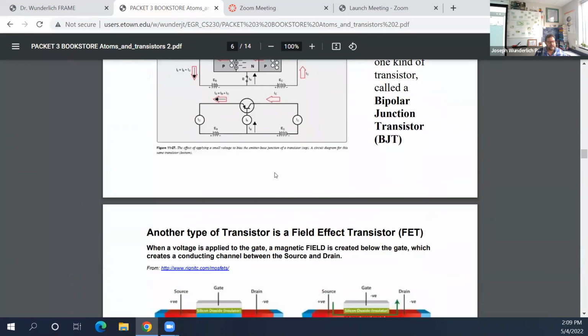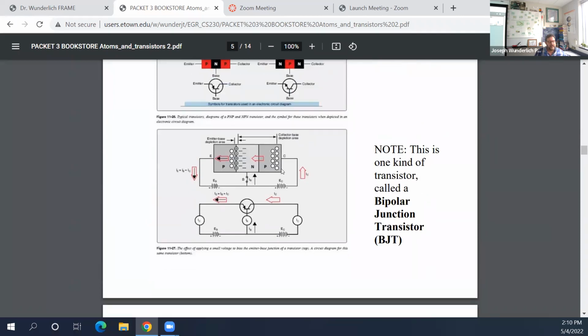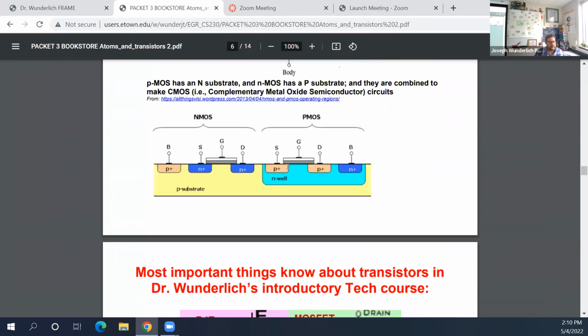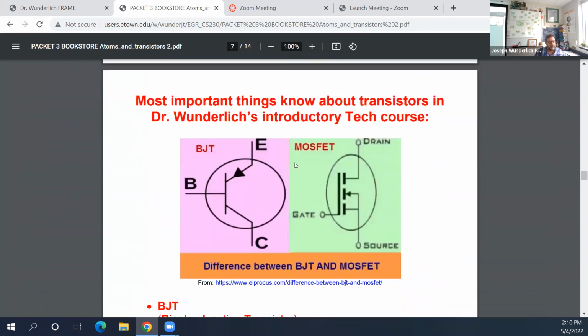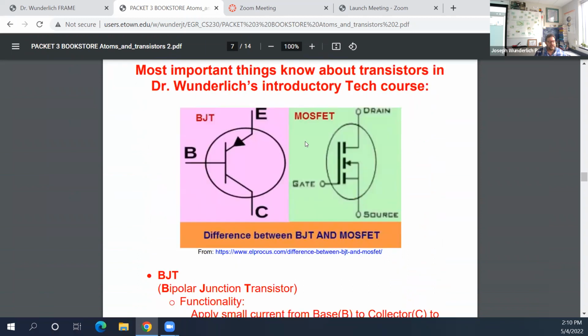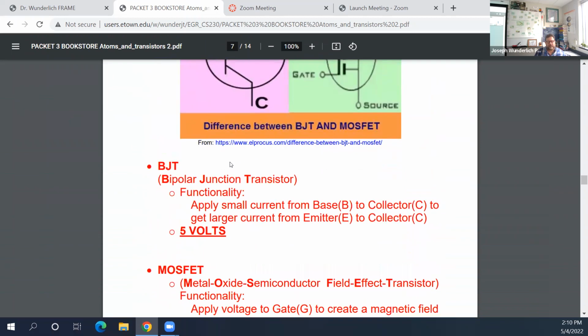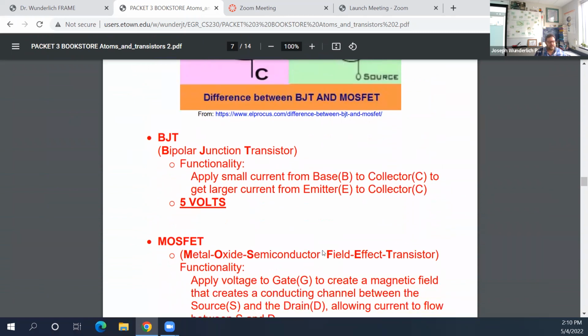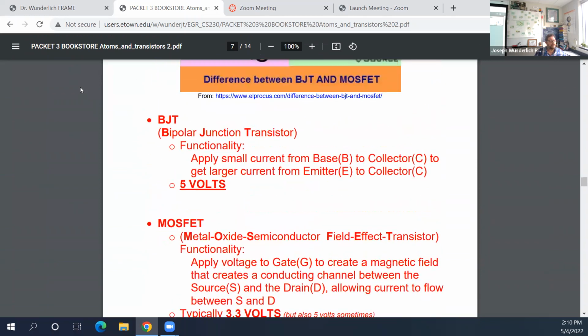You don't have to do circuit analysis or anything like that. But I did put a little blurb down here just for all of you, to know in the introductory tech course the difference between a bipolar junction transistor and a MOSFET, field effect transistors, and how they work in words.